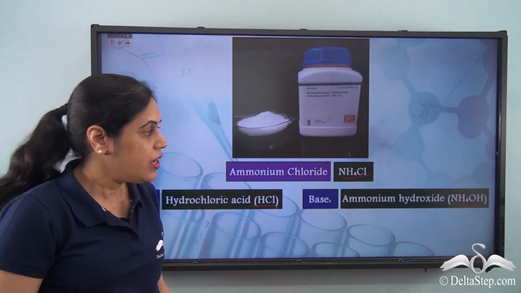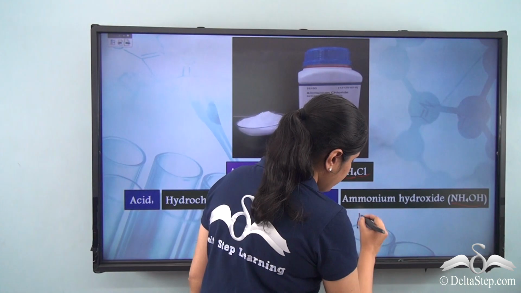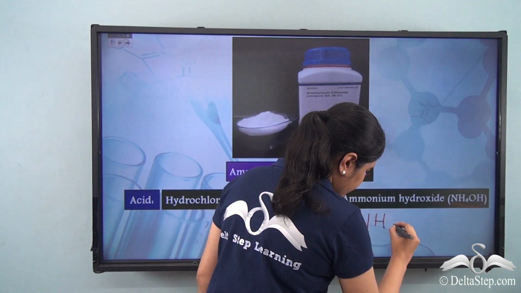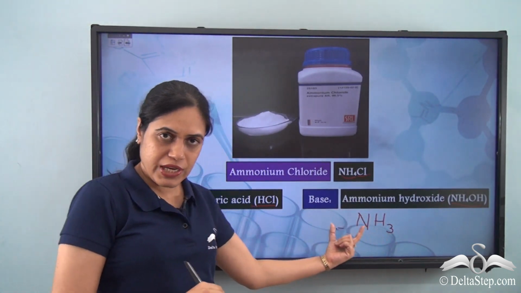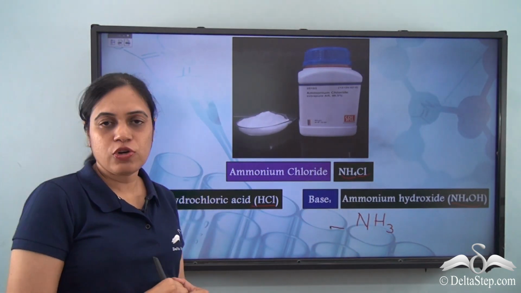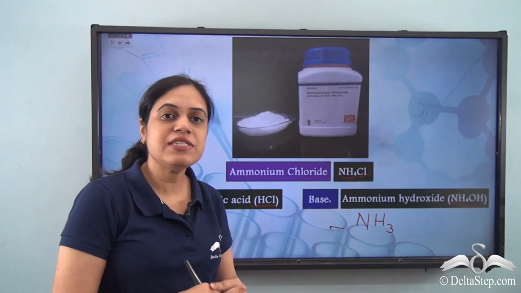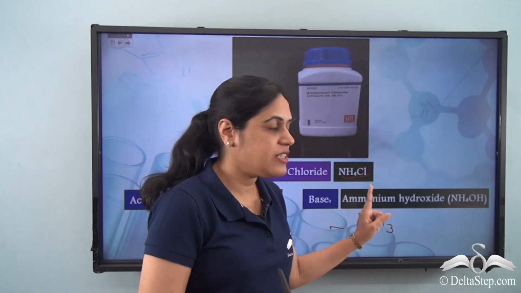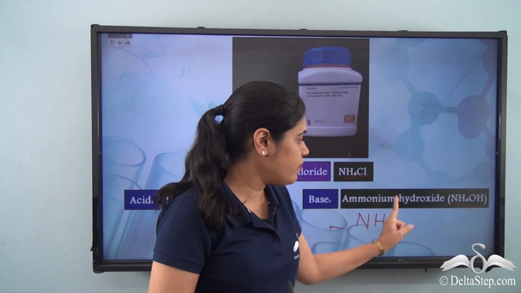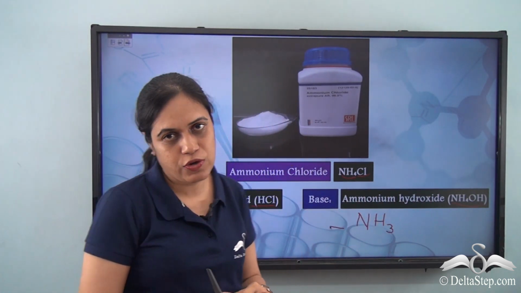Now, remember, this can also be formed by ammonia, which is a gas, by ammonia gas and hydrochloric acid. Ammonia gas is also a weak base and this gas dissolves in water to form the base ammonium hydroxide.